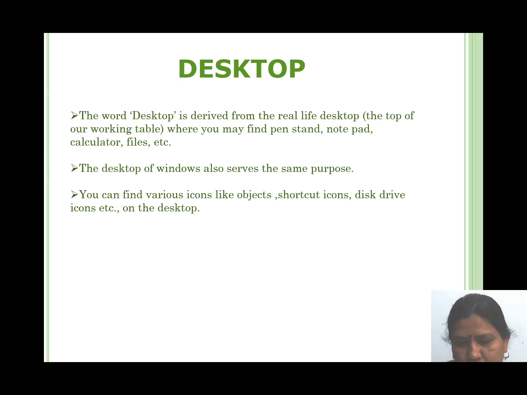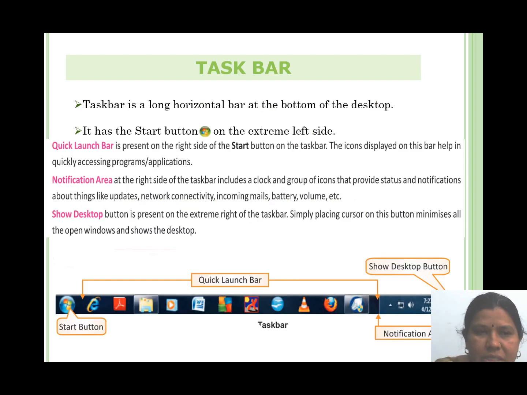Next, about the taskbar. This is our taskbar, and it's a horizontal bar at the bottom of the desktop. And this is the start button. This flag-colored button is on the extreme left side of our system. This is the start button.